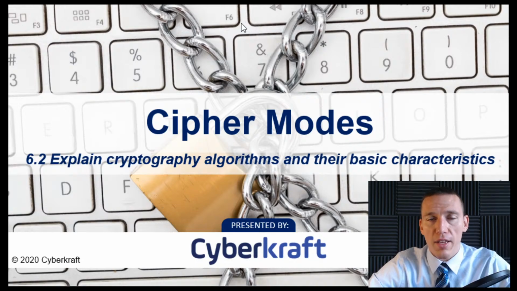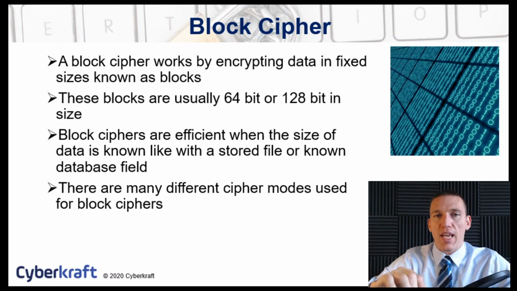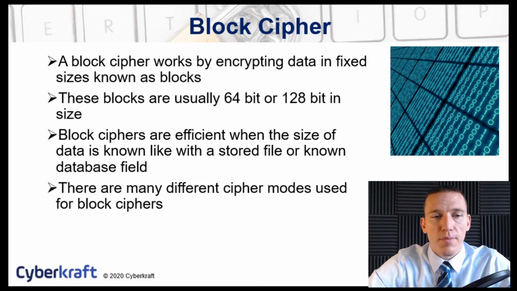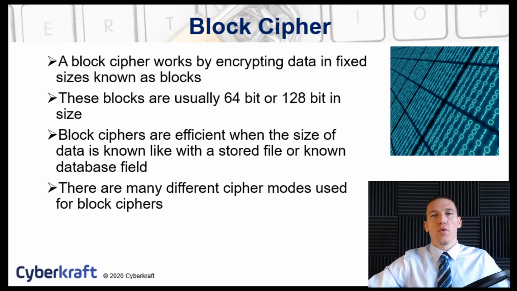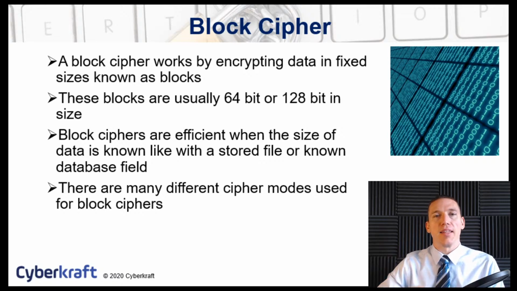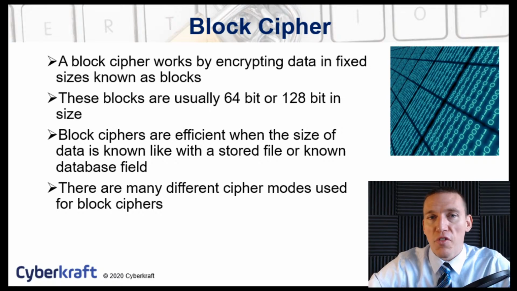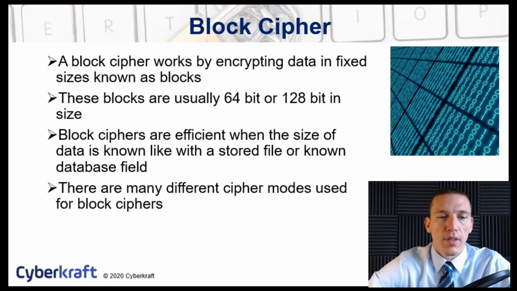Okay, so we have block and stream ciphers, and we have different cipher modes. Block ciphers, as we talked about, encrypt data within fixed-size blocks, usually 64 or 128-bit blocks. Blocks are usually encoded one at a time, or they could be encoded in parallel. But the data is broken out into those block sizes and then encrypted per block. Block ciphers are very good when the size of the data is known, like with stored files and folders.